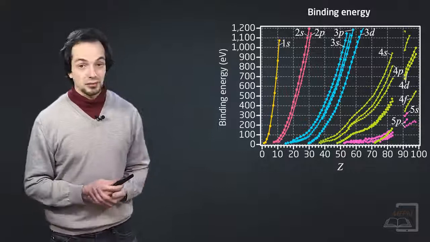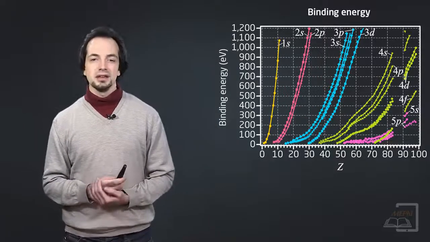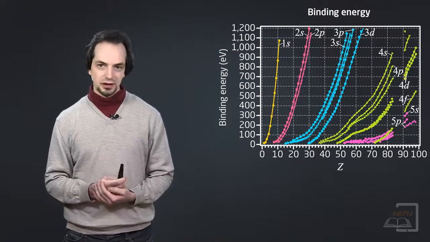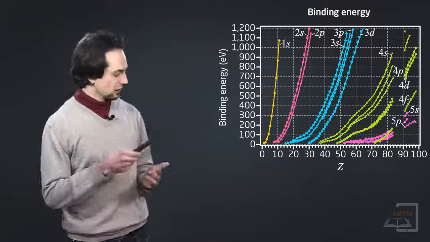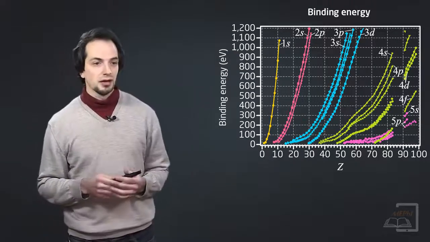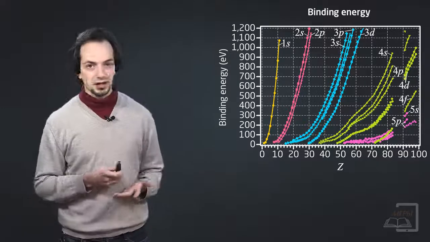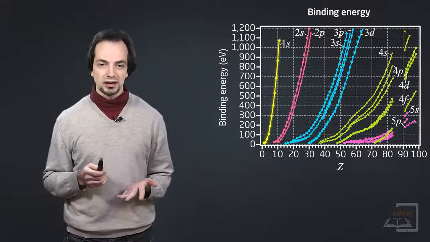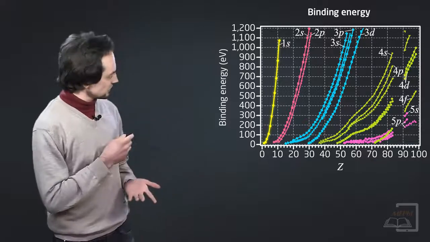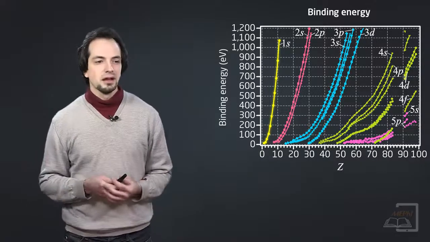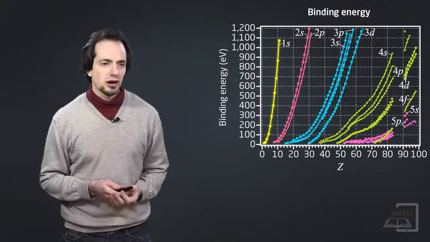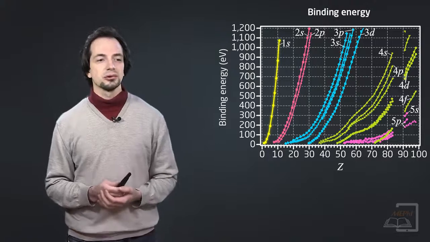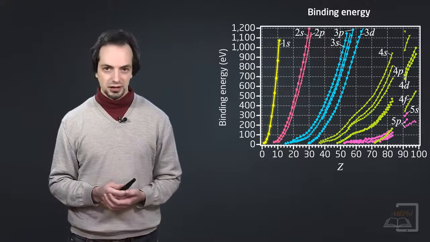In this graph, we have the binding energy of various levels for different elements. On the x-axis, you have Z, and on the y-axis, you have the binding energy. For example, for the most core electron, the 1s electron, binding energies increase sharply. As we pass Z of around 10, you already have binding energies in the order of almost 1 keV.